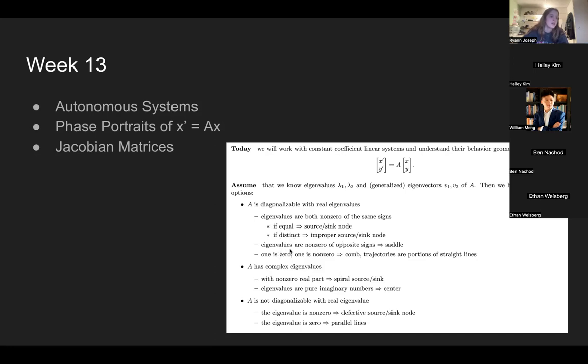Same thing here. Eigenvalues are non-zero of opposite signs, so the saddle point: a positive eigenvalue and a negative eigenvalue. One is 0, one is non-zero: there are portions of straight lines. Complex eigenvalues, we're going to have our spirals. If the real part is positive, I believe it's a source. If it's negative, it's a sink. If it's purely imaginary, it's just concentric circles. Non-diagonalizable with a real eigenvalue: if the eigenvalue is non-zero, I believe it's an improper source or sink. And if the eigenvalue is 0, parallel lines.